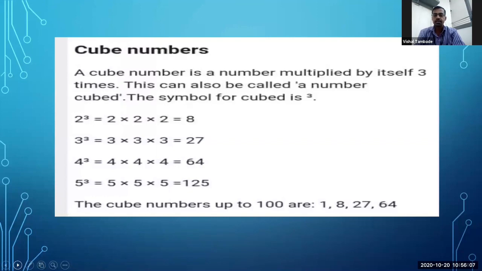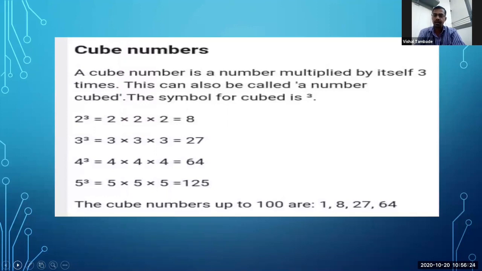Okay, look at the first example, 2 raised to the power 3. 2 raised to the power 3. Now you have to multiply 3 times. 2 multiplied by 2 multiplied by 2. Then 2 times 2 is 4. 4 times 2 is 8. Means the cube of 2 is 8.